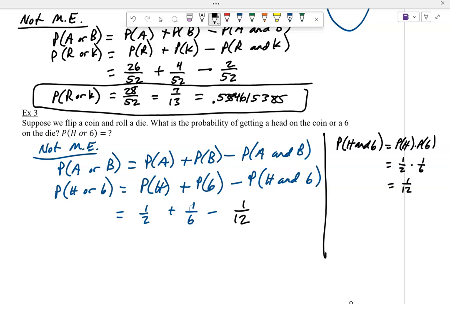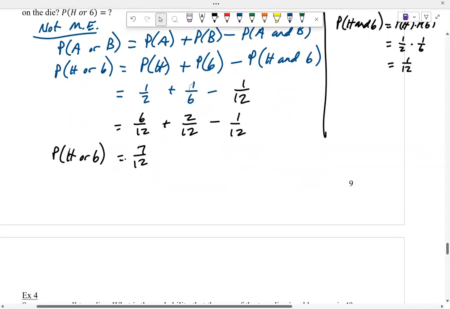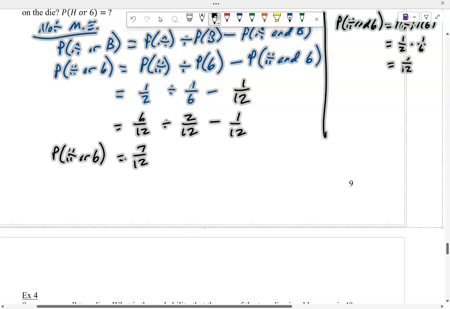of a heads and a 6, right? So we got 6 out of 12, we got 2 out of 12, I get a common denominator, minus 1 out of 12. So I got 7 out of 12 is the probability I get a head or a 6. In fact, let's make this visual for a minute.